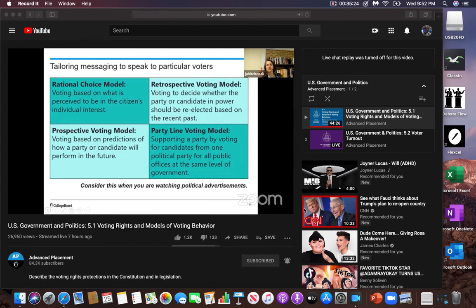The last two is retrospective versus prospective. Retrospective, think of the past. It's retro, right? What did you do? What did you do last year? Let me look at your voting record. If you're thinking about special interest groups and they love to give grades to members of Congress who are running, that's kind of retrospective voting model. Whereas prospective, we're looking into the future, right? What promises do you have on the horizon for me?